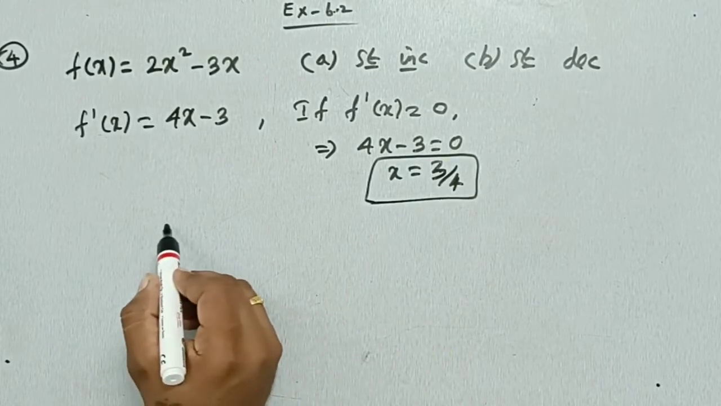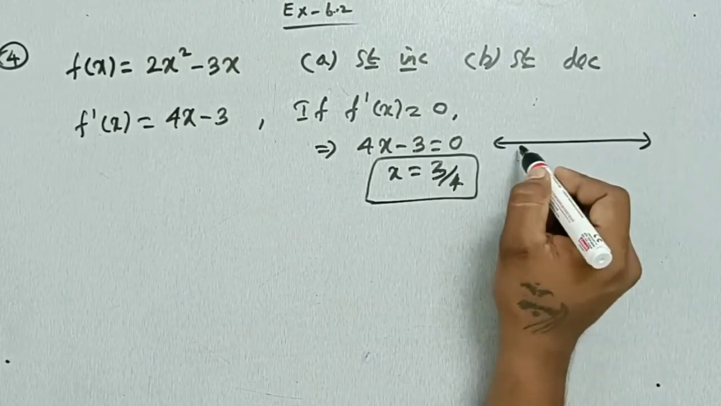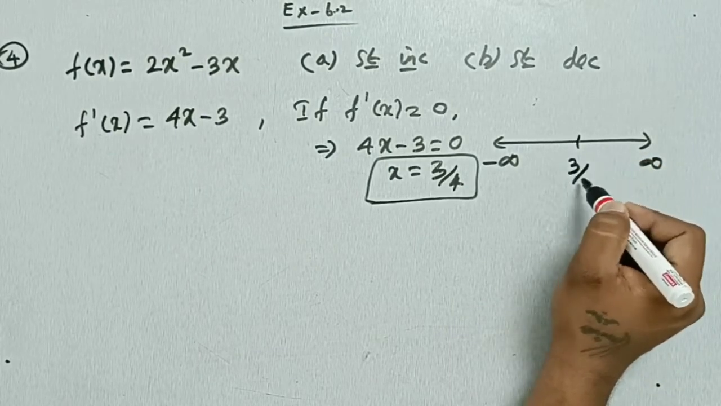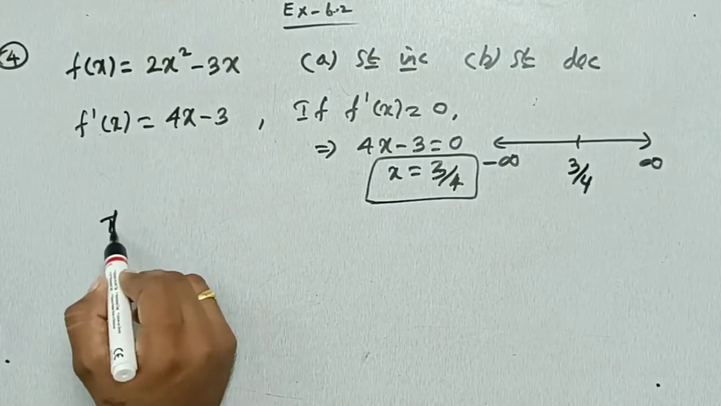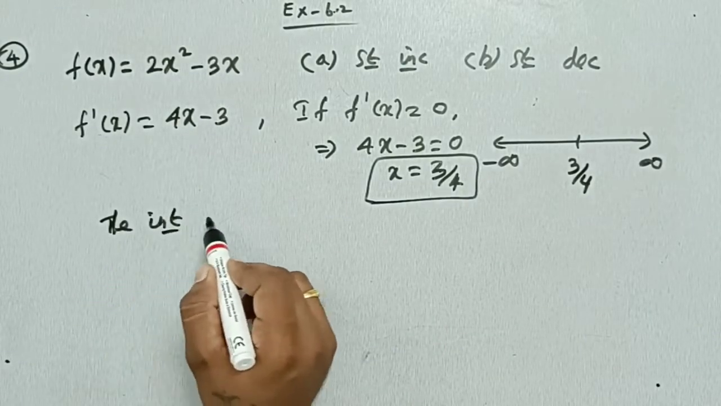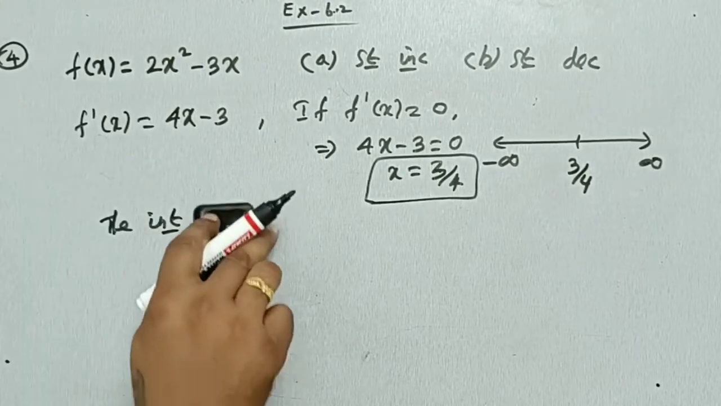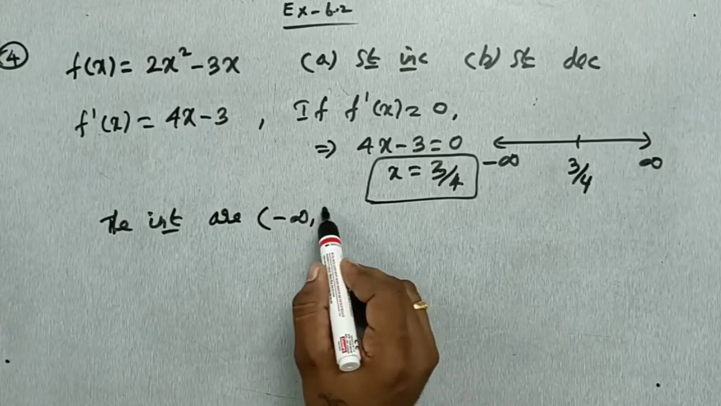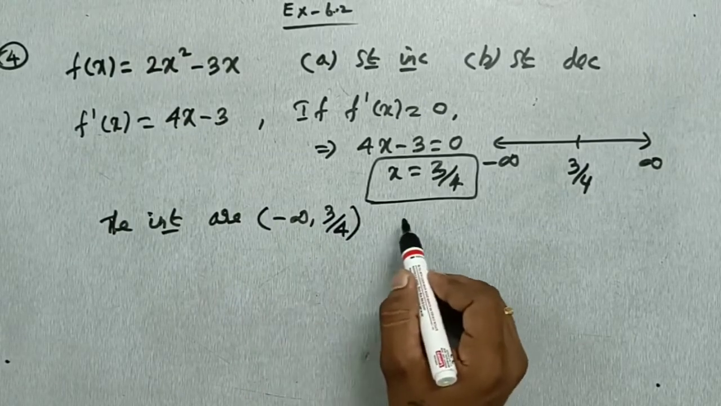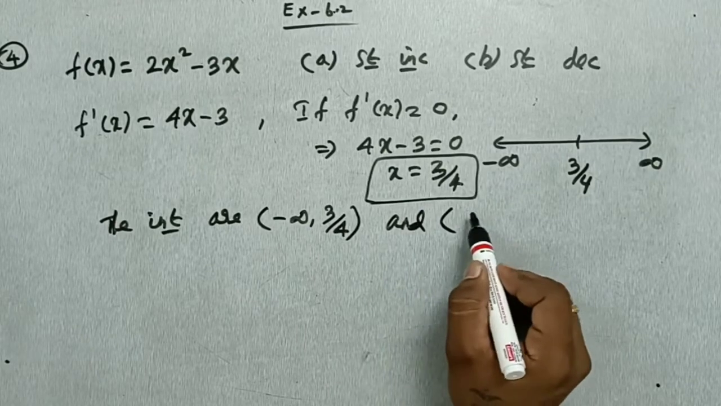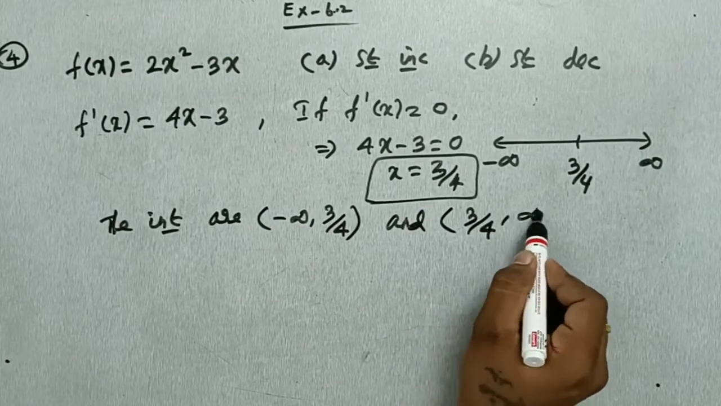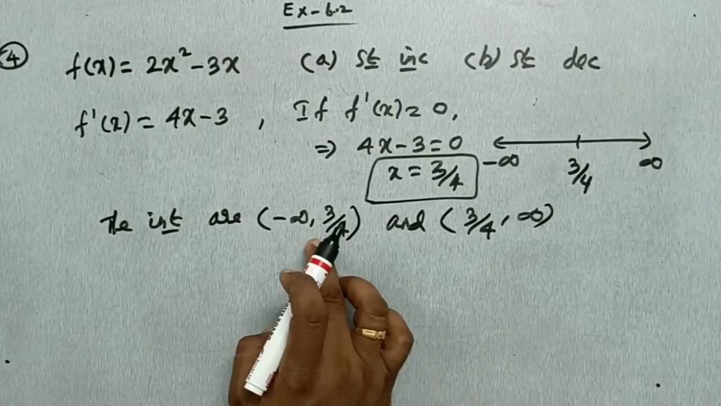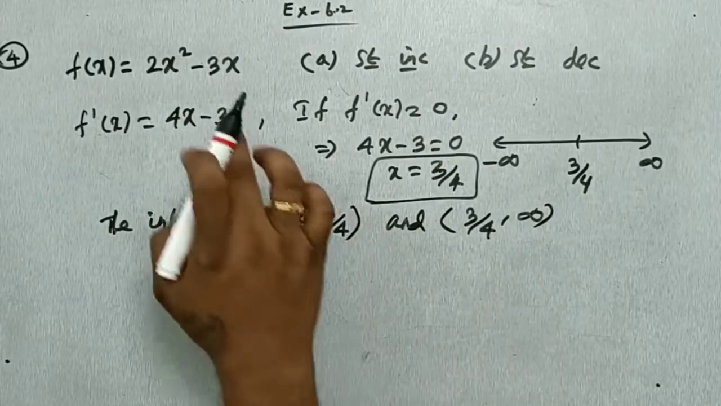So the number line, minus infinity to plus infinity, will be split into two intervals by the point 3 by 4. The intervals are minus infinity to 3 by 4, open interval, and 3 by 4 to infinity, open interval. So these are the two intervals. Now we will find what happens to this function in each interval.